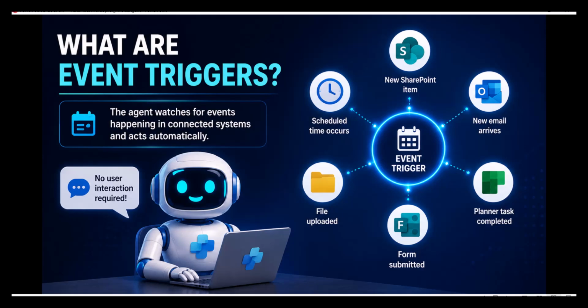For example, a new SharePoint item is created, an email arrives, a Planner task is completed, a Microsoft Form is submitted, a file is uploaded, a scheduled time occurs. The moment one of these events happens, the agent automatically starts working. No user interaction is required. That's why event triggers make our agent autonomous.